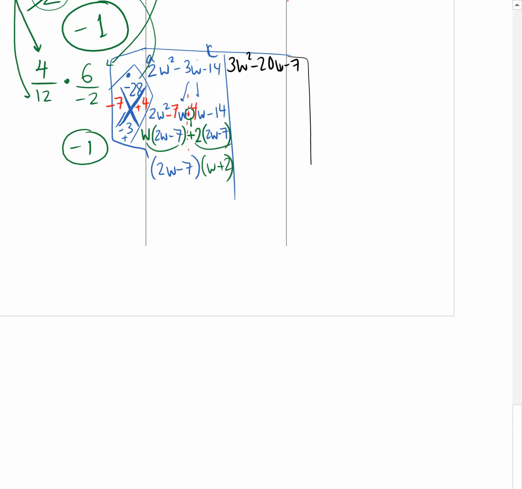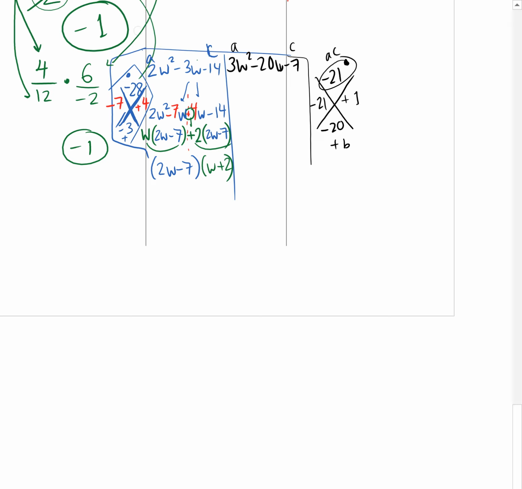I'm going to draw the little x over here. If I need to erase it later, I will, but oh well. I need to do a times c. A is 3 and c is negative 7. 3 times negative 7 is negative 21. So what multiplies to that guy but adds up to the middle guy, negative 20. Well, that's easy, huh? Or is it? Yeah, negative 21 and positive 1. Because negative 21 times positive 1 is negative 21, like we need. Negative 21 plus 1 is negative 20.